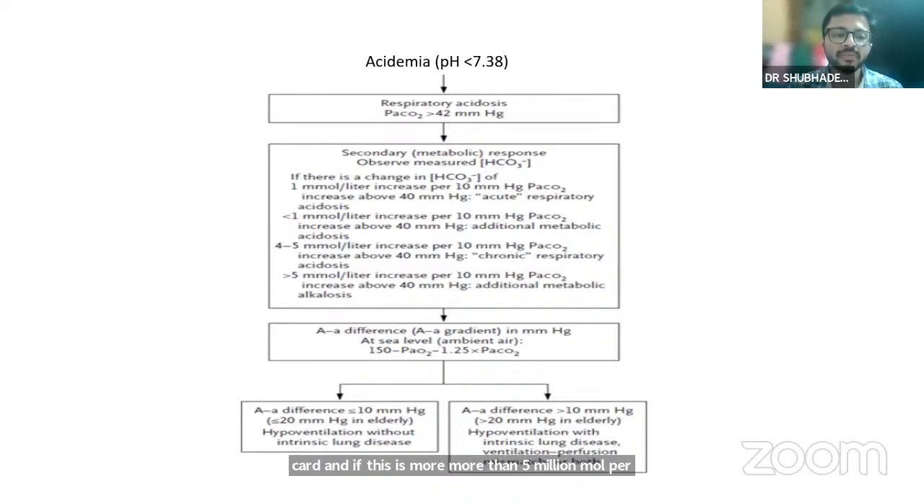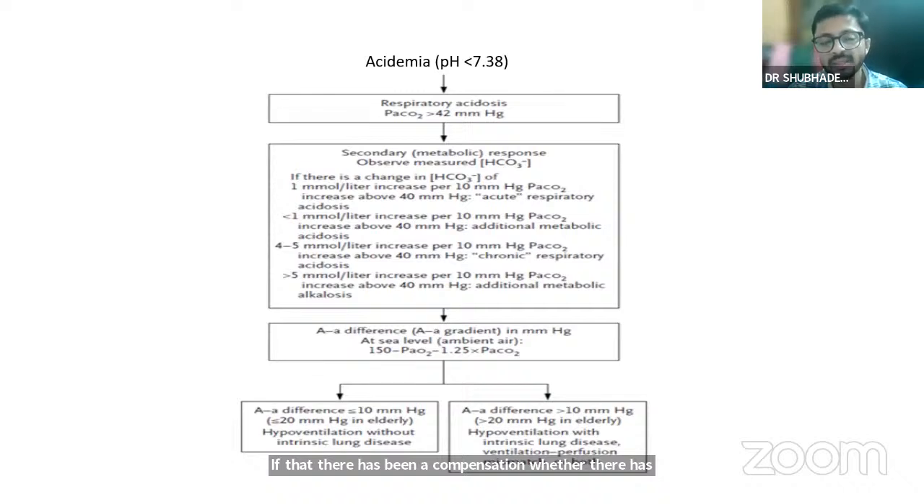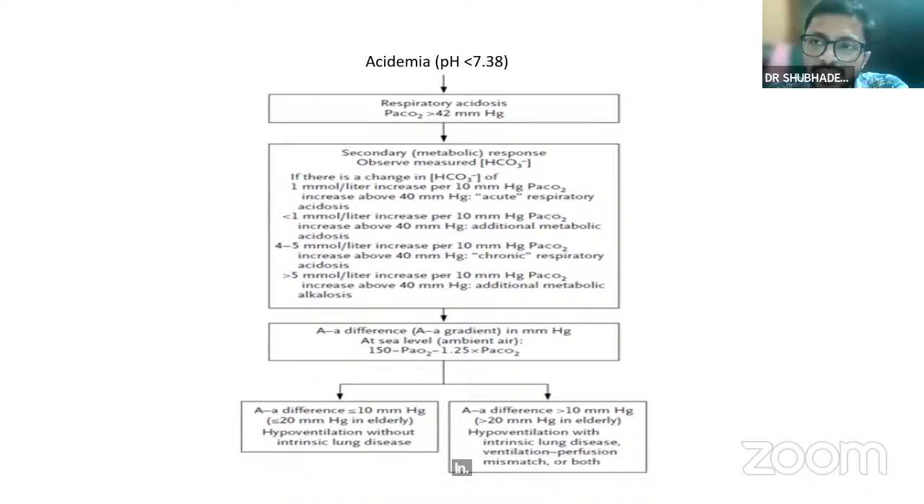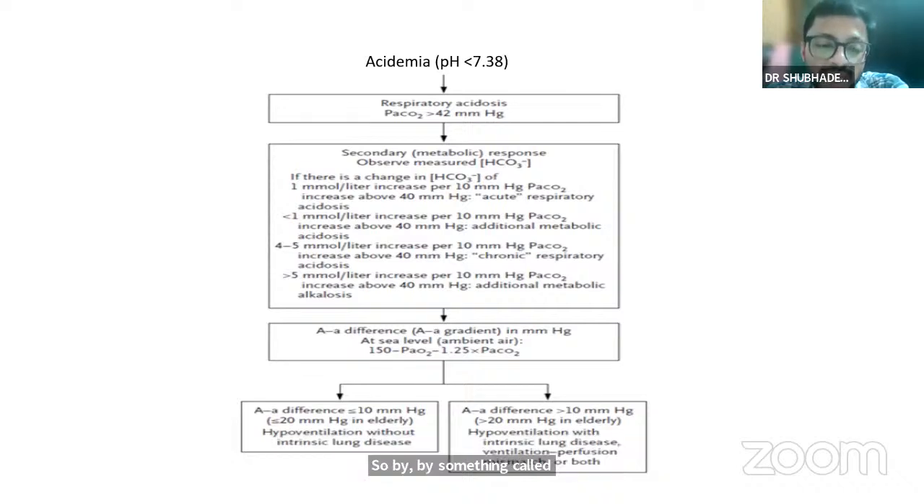See, this is quite confusing. So practically, we do not do this very often at the bedside, but at least we try to figure out whether there has been a compensation, whether there has been an appropriate increase in bicarb. And usually in a blood gas, we find that whenever there is a respiratory acidosis, that is increase in PCO2, there is often a hypoxia. So by measuring the alveolar arterial oxygenation difference, you can figure out what is the hypoxia. I'm not going to go into the details of that, but that is something we can try and find out.